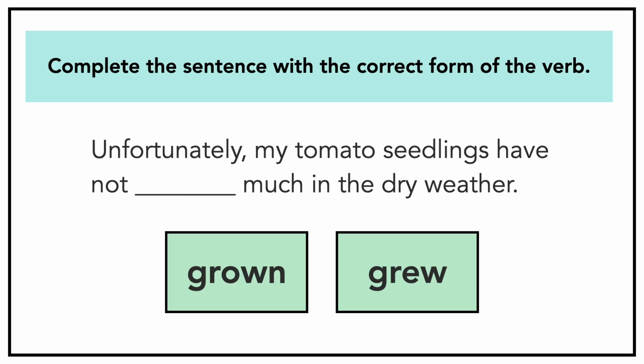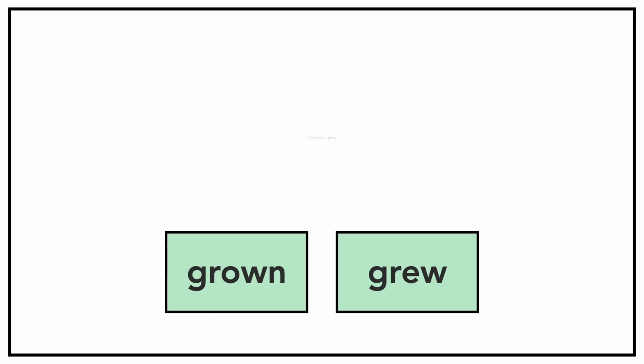Here, we need to complete the sentence with the correct form of the irregular verb to grow. Unfortunately, my tomato seedlings have not grown much or grew much in the dry weather. First question to answer: which of these choices is the past tense and which is the past participle? Well, do you see what I see? Grown ends in "n", so no surprise, grown is the past participle here, which makes grew the past tense. We'll double check that with the simple sentence we used before. Yesterday I grew. Yep, grew is past tense.